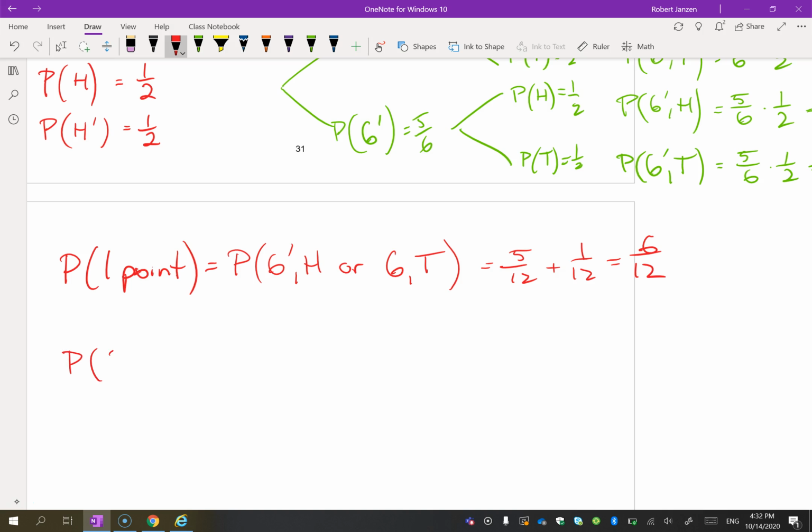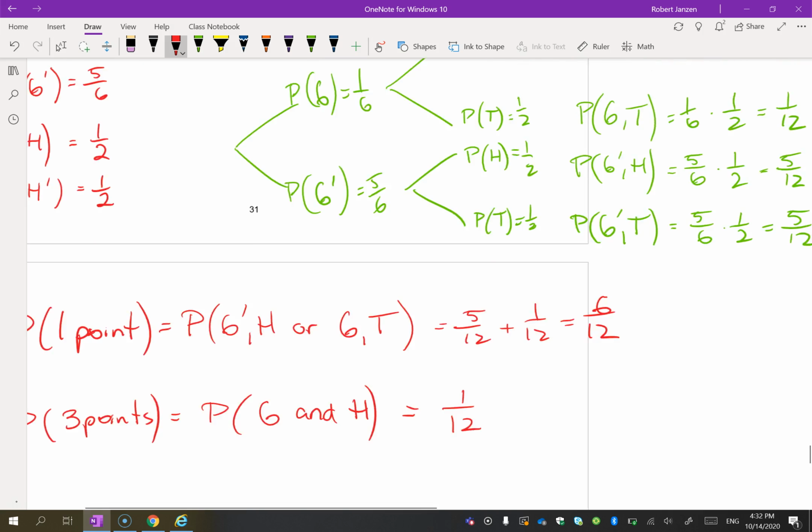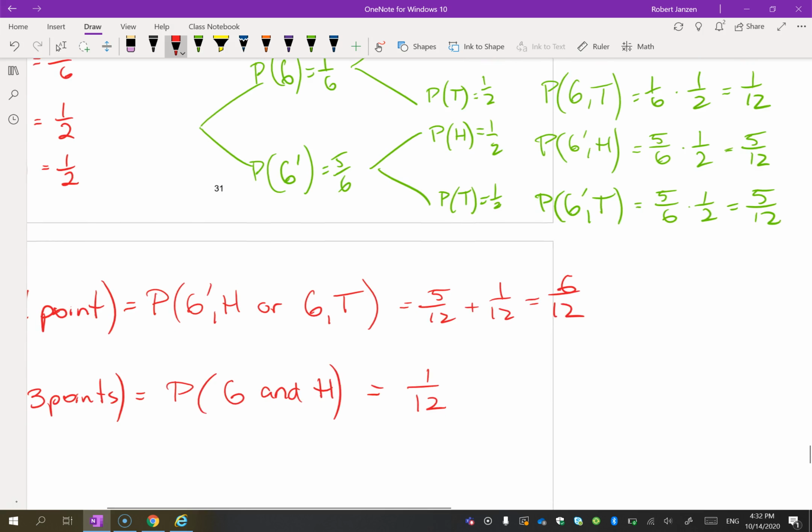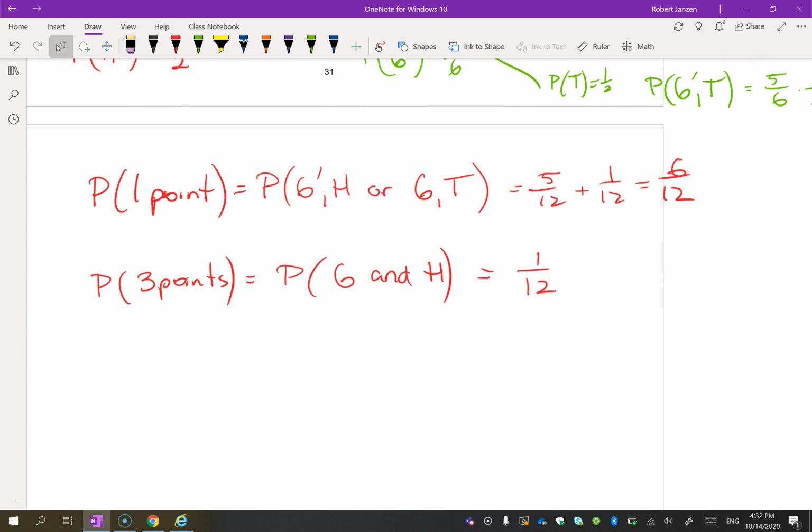What is the probability that you get 3 points? Well, when does that happen? This happens if you get a 6 and heads. So this is a 1 out of 12 chance. Okay, by the way, where is that? 6 and heads, that's right here. Okay, and then what is the probability of no points?